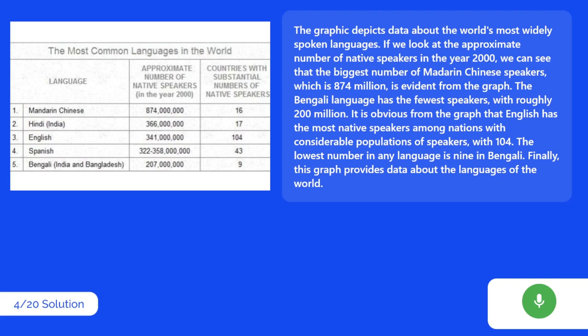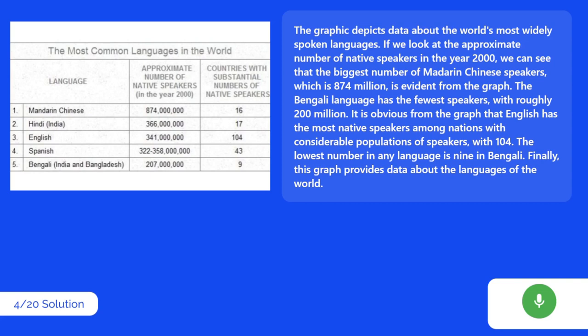The graphic depicts data about the world's most widely spoken languages. If we look at the approximate number of native speakers in the year 2000, we can see that the biggest number, Mandarin Chinese speakers, which is 874 million, is evident from the graph. The Bengali language has the fewest speakers, with roughly 200 million.